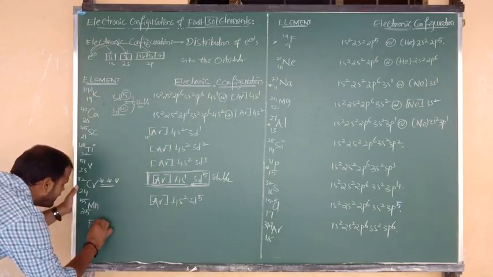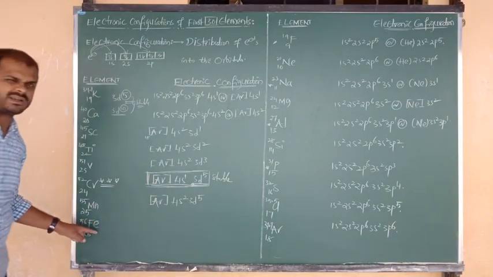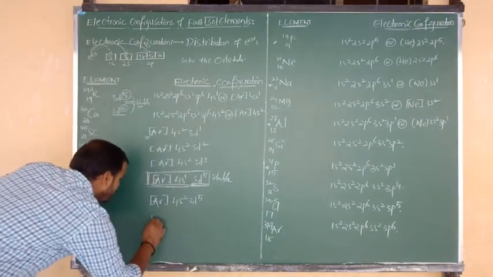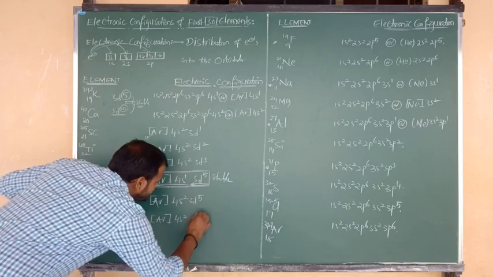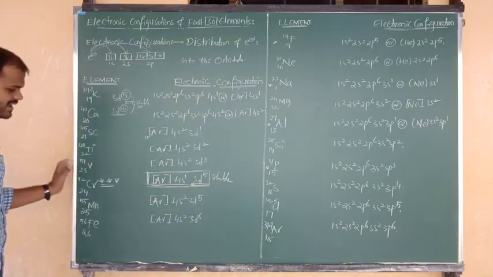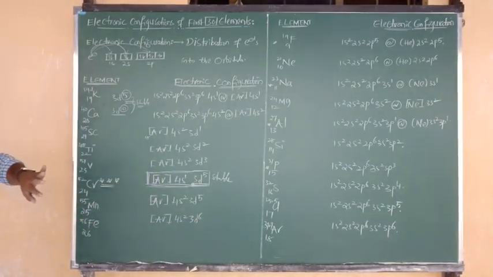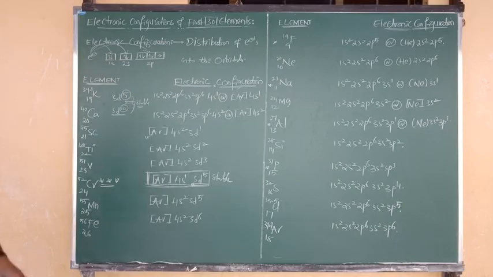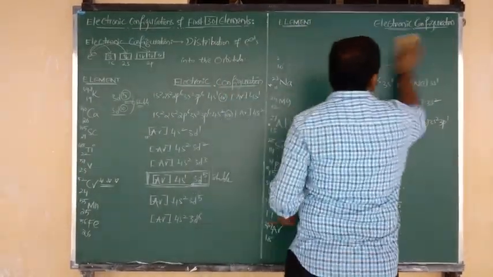Next one is iron. Atomic number is 26, mass number is 56, or we can say ferrous. So how are the 26 electrons distributed? Argon 4s2 3d6. Argon contains 18, 18 plus 2 is 20, 20 plus 6 is 26. Okay, all of you? Good. So next, another 4 elements are left.